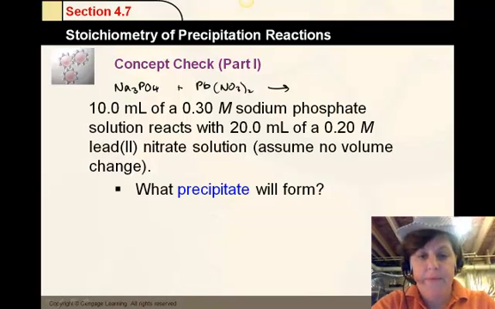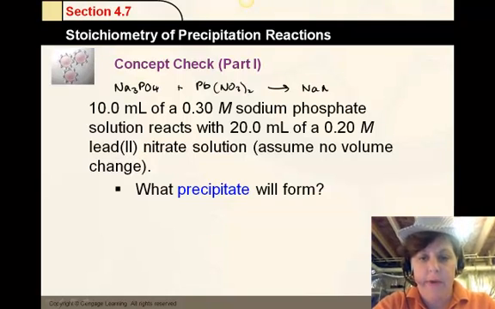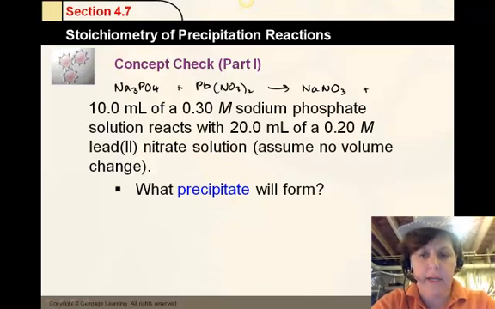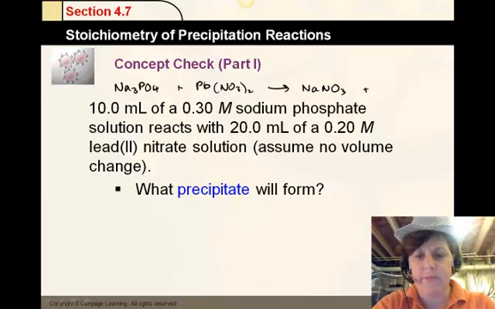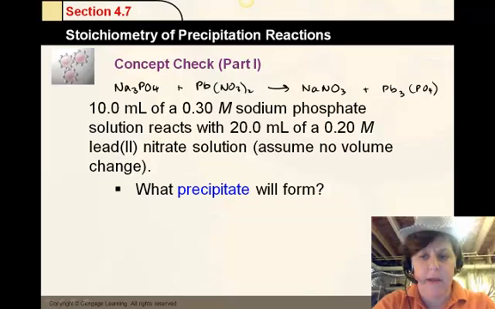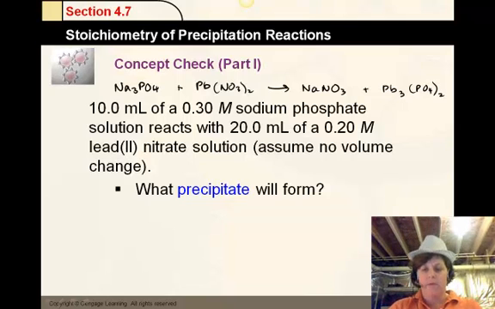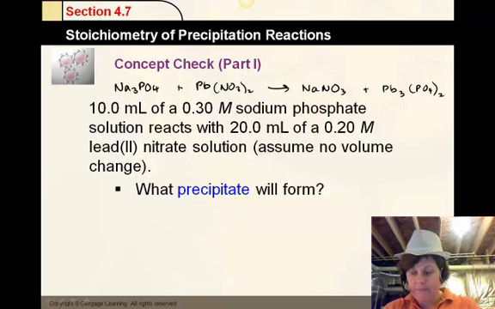So we have NaNO3 as one product, writing compounds correctly, and of course lead, which is a +2, Pb3, and phosphate, which is a -3, would produce lead phosphate.